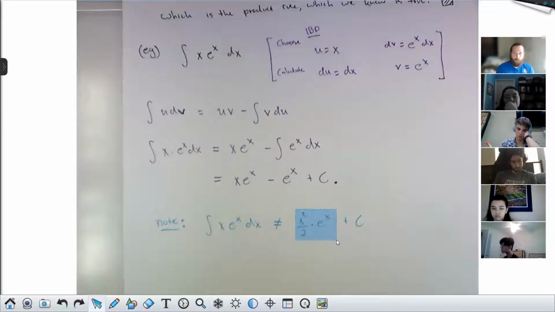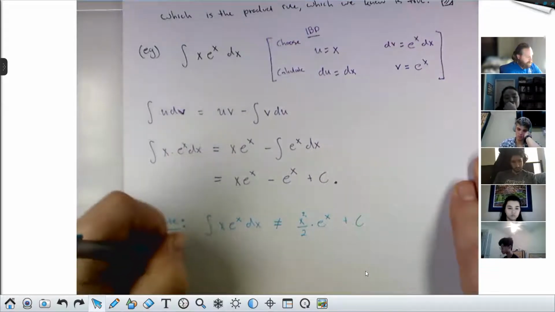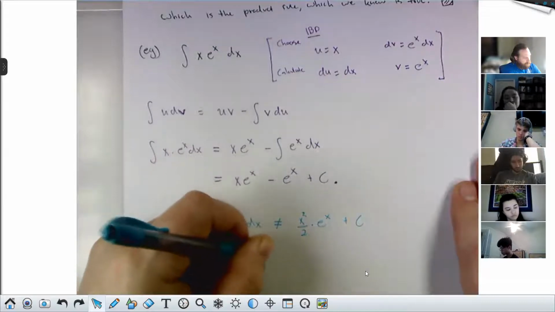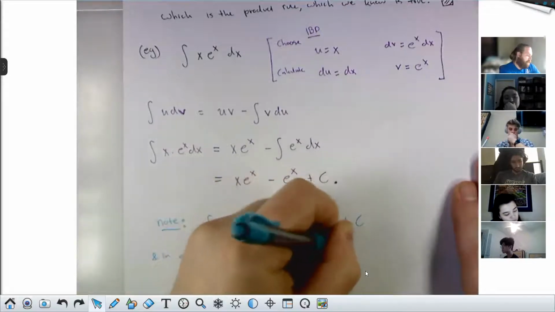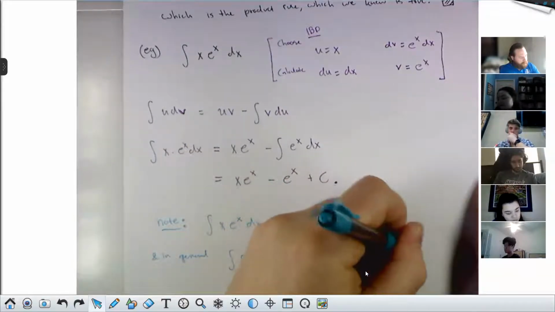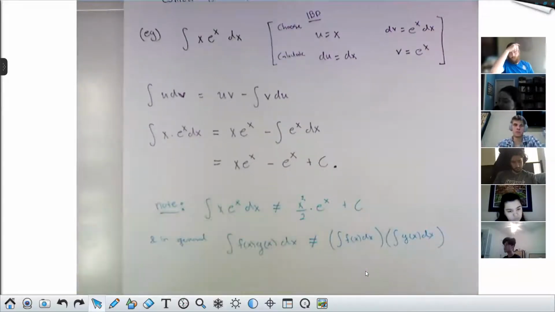If you differentiate this with the product rule, you will not get x times e to the x. And in general, the integral of f of x times g of x dx is not the integral of f of x dx times the integral of g of x dx. This is why we need integration by parts, right? Because integrals, like derivatives, do not play nice with multiplication.